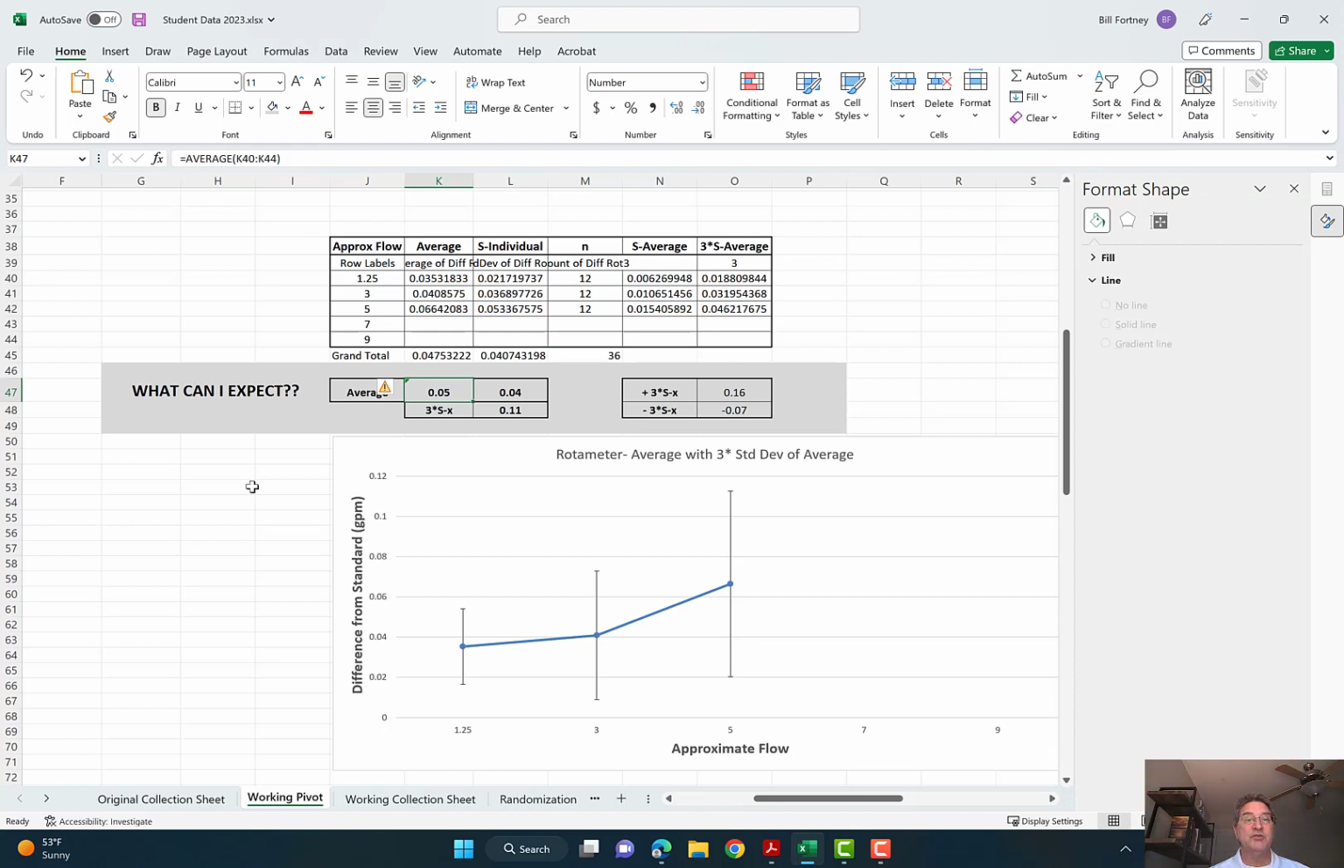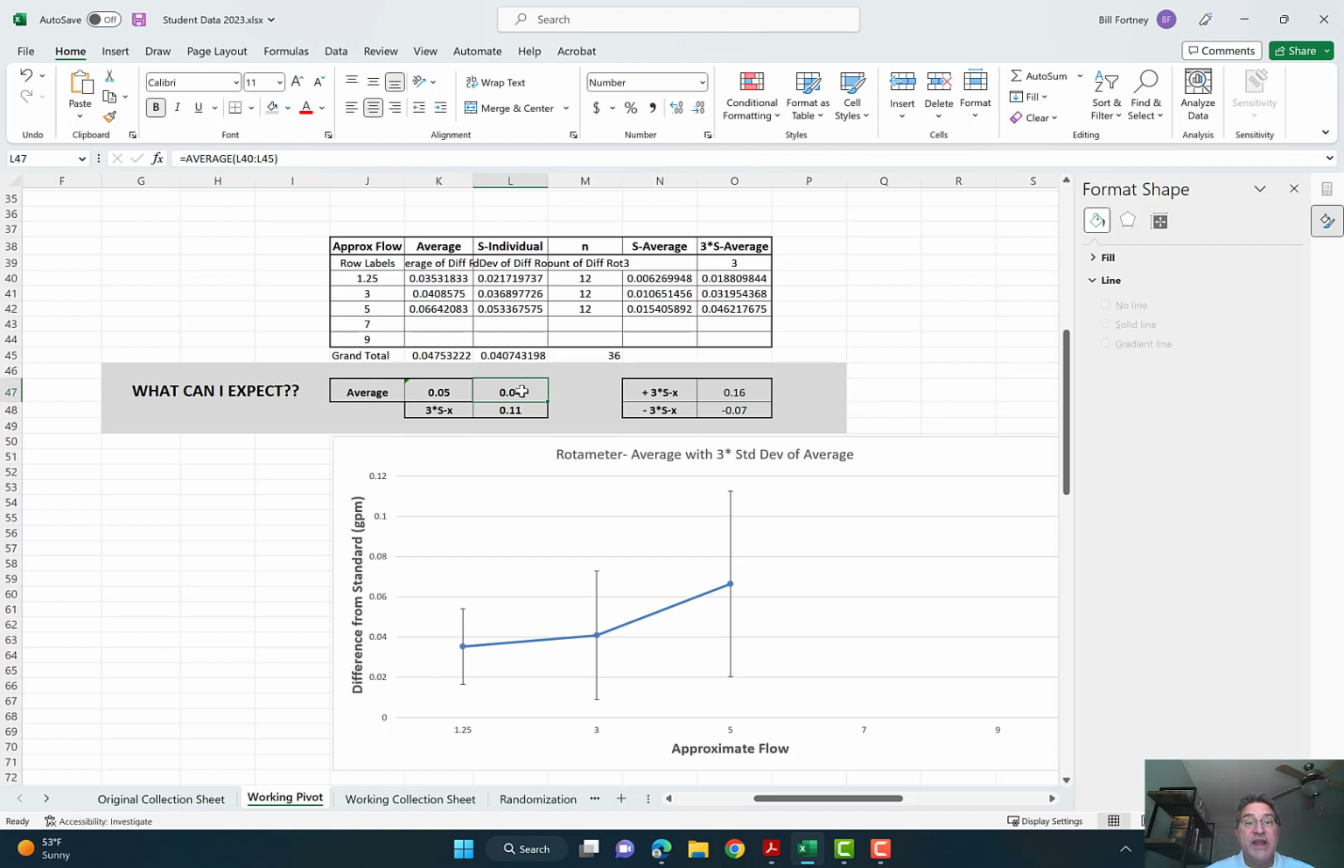Adjust it down because we're high. We have a bias high of 0.05. So when you take a reading, subtract 0.05 from it. Now we've zeroed. Okay, well, how much can I expect to vary from that? You can expect to vary plus or minus 0.04 gallons a minute.